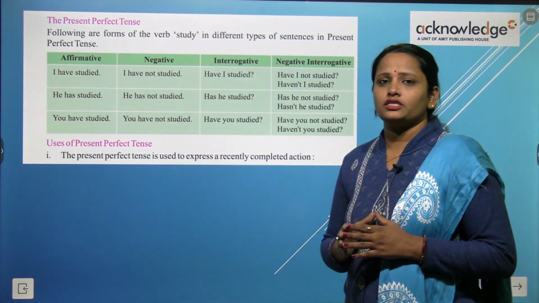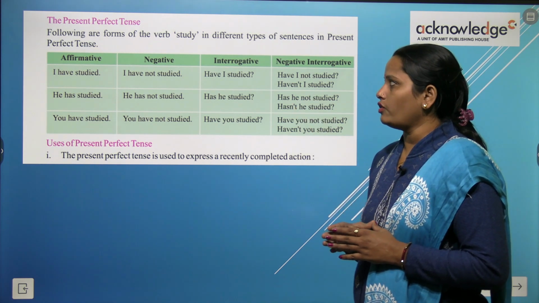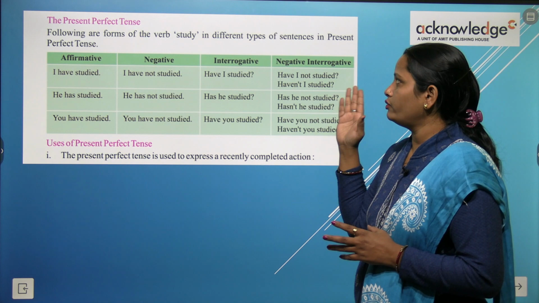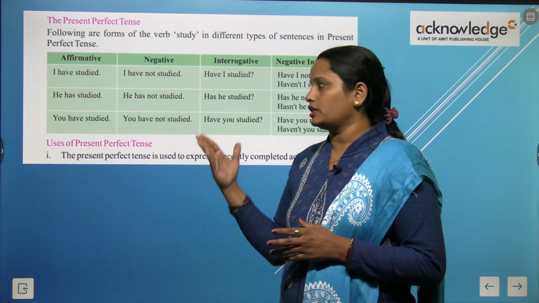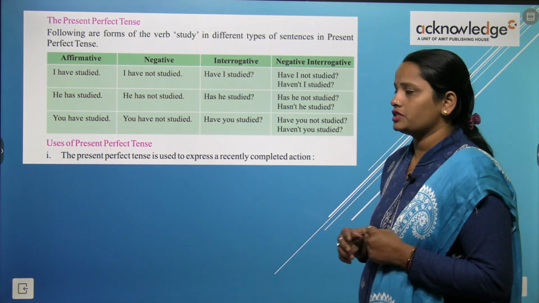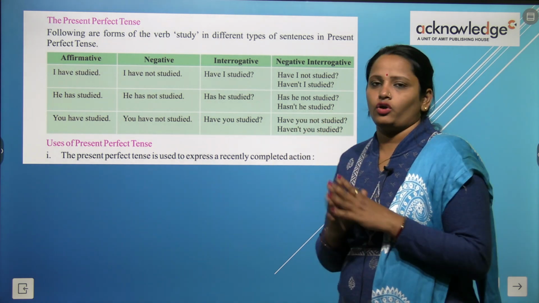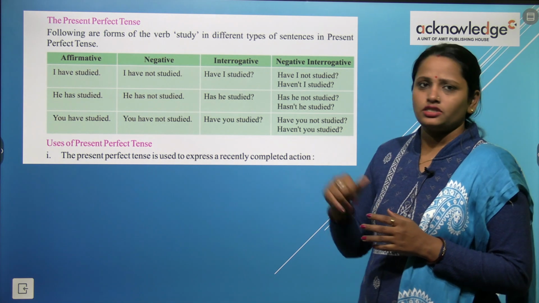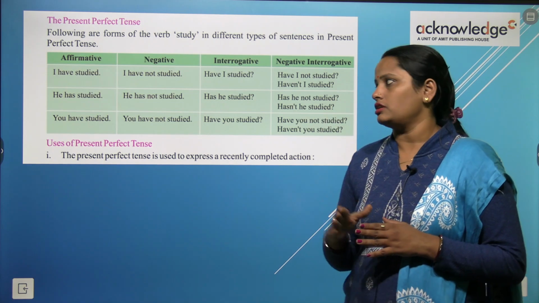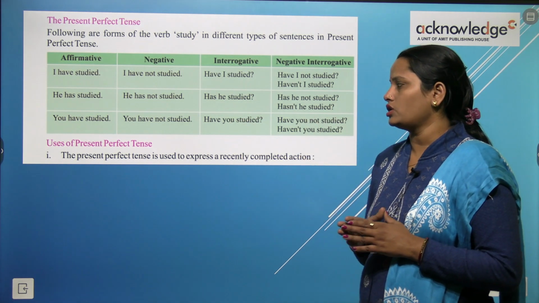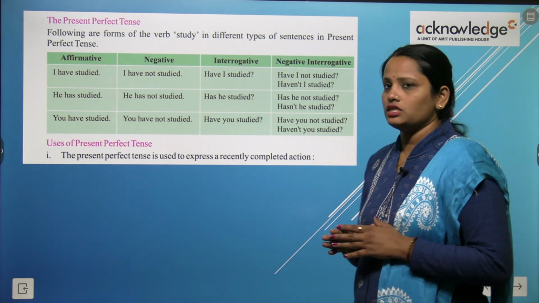Now the next type of tense that we are going to learn is present perfect tense. So the following are forms of verbs. Study in different types of sentences in present perfect tense. So the present perfect tense में हम study को कैसे use करते हैं? Let's see. I have studied है affirmative. अब इसको negative करने में हम क्या करेंगे? Have और studied के बीच में not लगाएंगे. I have not studied. अब interrogative में have I studied और negative में have I not studied या haven't I studied. He has studied, he has not studied, has he studied, has he not studied, or hasn't he studied.